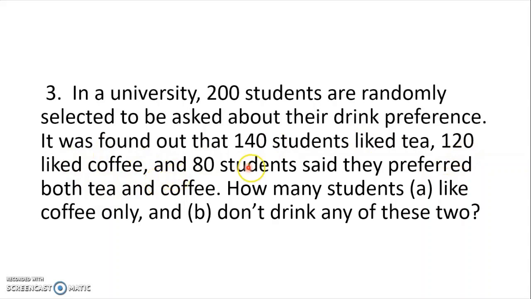And then, 80 students said they preferred both tea and coffee. So, cardinality for the intersection of the sets, tea and coffee. Okay, para sa mga students na gusto ng tsaa, gusto rin ng kape, ang cardinality ay 80. So, 80 students yan. So, the question is, how many students like coffee only? And how many students don't drink any of these two? So, may mga estudyante na ayaw ng kape, ayaw din ng tsaa. Baka milk yung gusto nila.